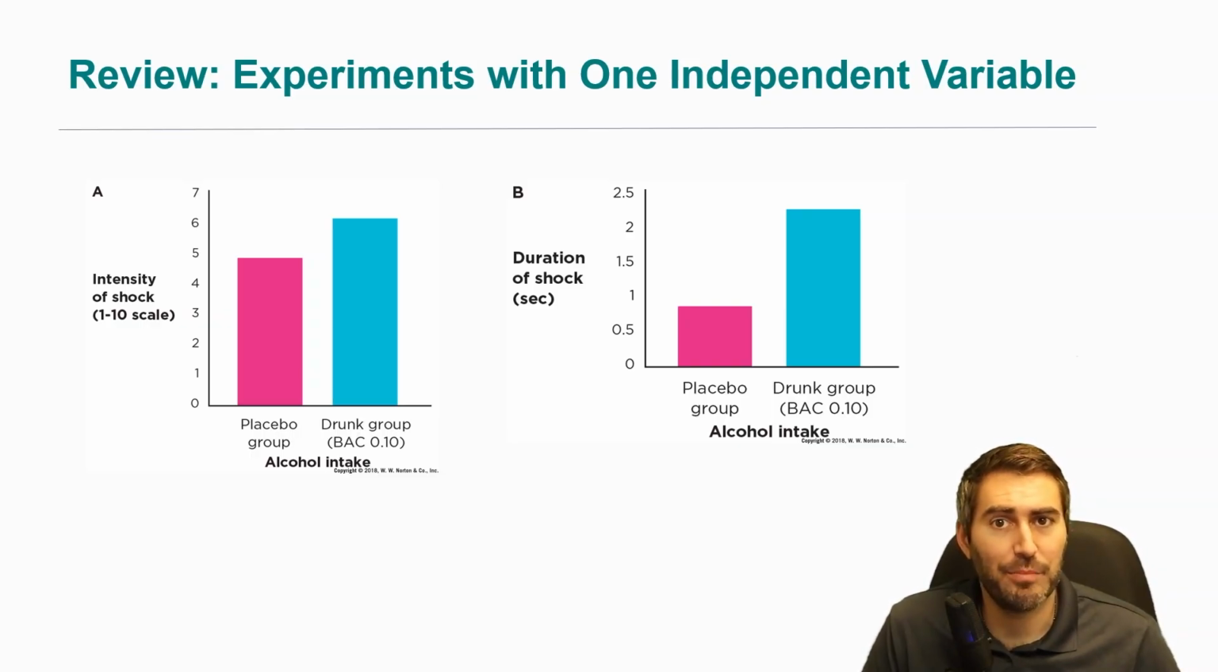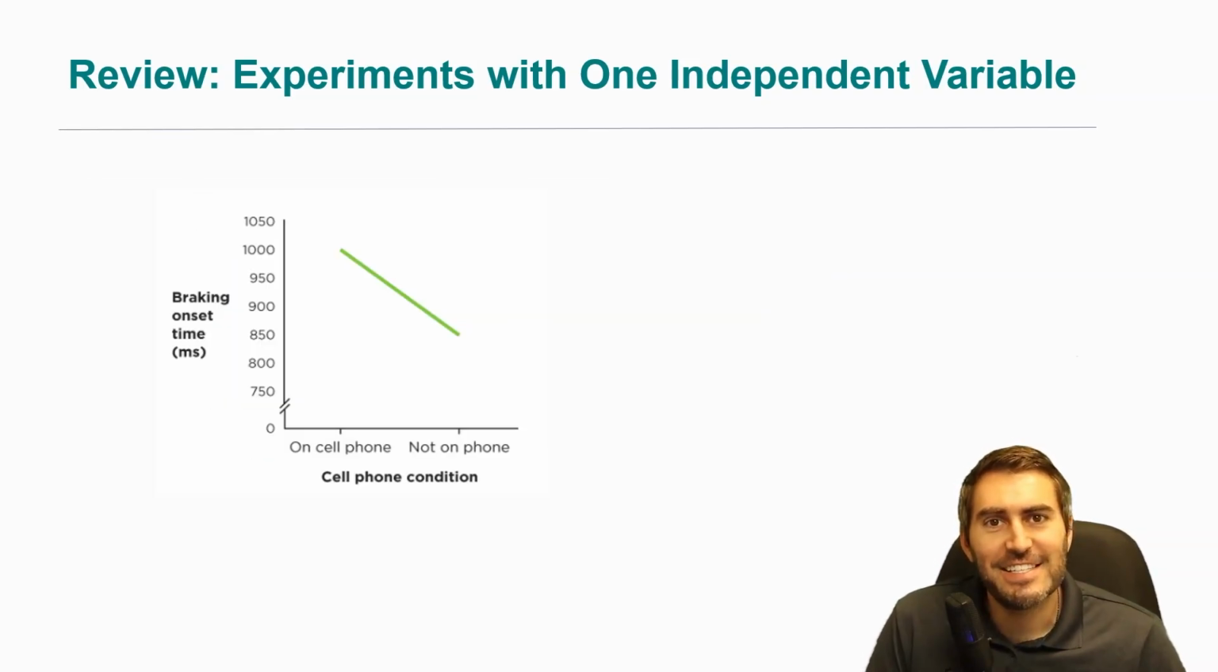Then participants played a computer game with an opponent who was in another room, which actually they were playing against a computer. So when that fake player made a mistake, the participant's job was to deliver a shock as punishment. Both the intensity and the duration of the shocks that were administered were measured. The graph on the left shows that the drunk group administered more intense shocks than the placebo group, and the graph on the right indicates that the drunk group administered shocks of a longer duration than the placebo group as well.